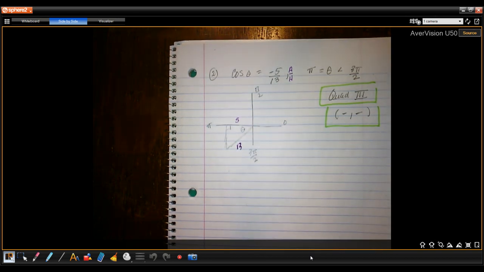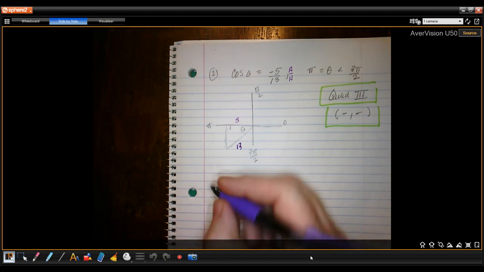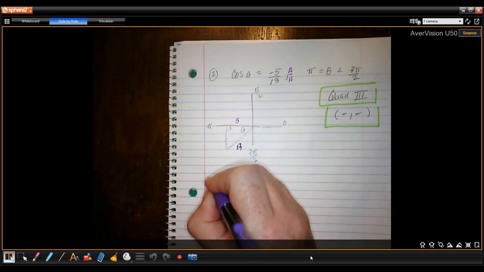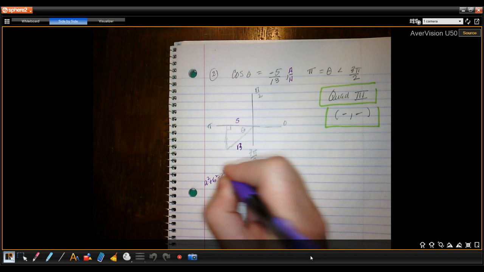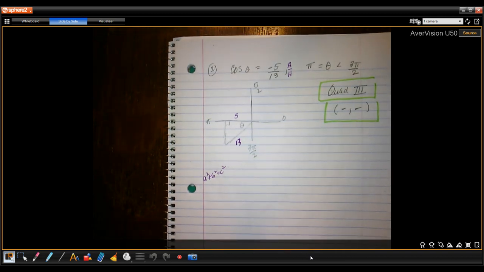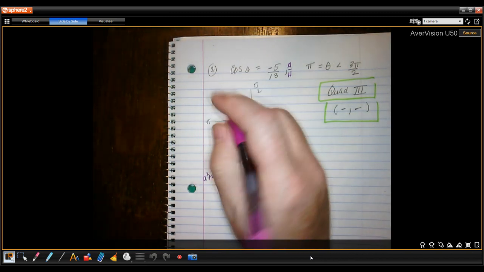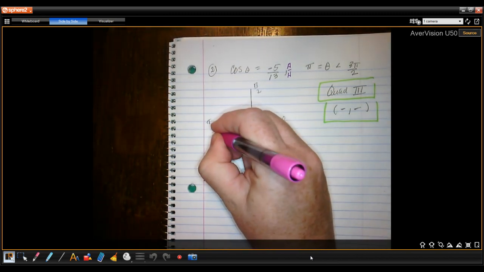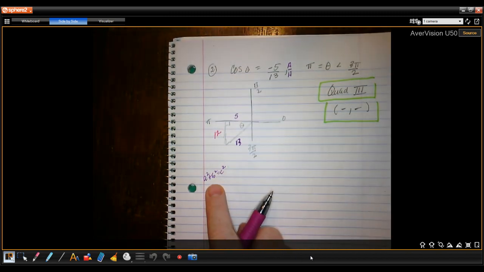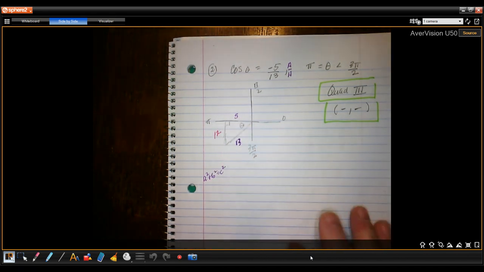Well, if you do the Pythagorean theorem, a squared plus b squared equals c squared, that's what I'm doing. I do the math, and I find out that this right here is 12. So this is from Algebra 1, so you guys can do this really quickly. So now I know it's a 5, 12, 13 triangle.